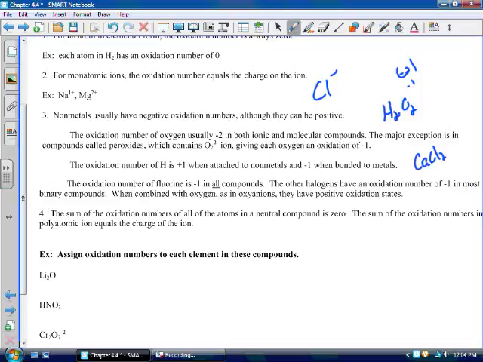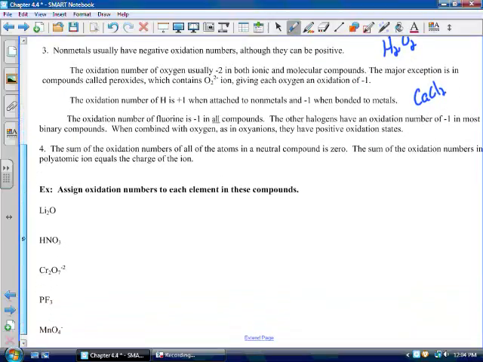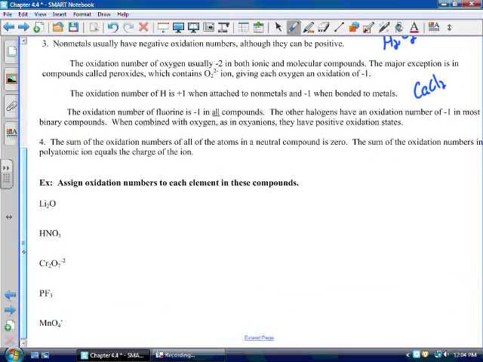Now let's look, for example, at how we would assign some oxidation numbers to some elements in compounds. In our first example, we have lithium and oxygen. In this case, whatever charge lithium has as a metal will be its oxidation number. So lithium, since it's in the first family, is going to have a +1 oxidation state. Oxygen, we just learned, will always have a -2 unless it's peroxide. This is not peroxide because there's no O2, so oxygen is -2.